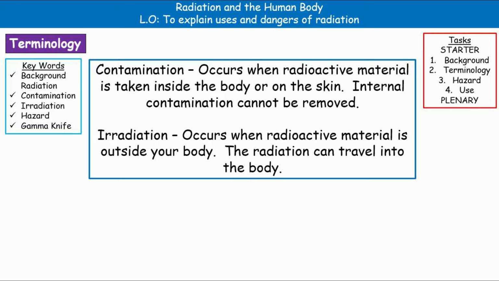Irradiation, our second term, is when we've got radioactive material outside your body. And this is where the radiation can then travel into your body. And we looked earlier on in this topic about how different radiation penetrates through different materials. So contamination is inside the body or on the skin. Irradiation is outside the body. So make sure you've got those two key terms written down and you know the difference between them.